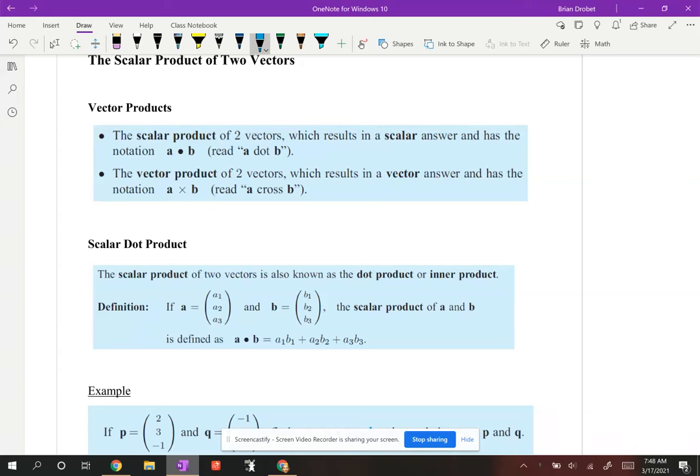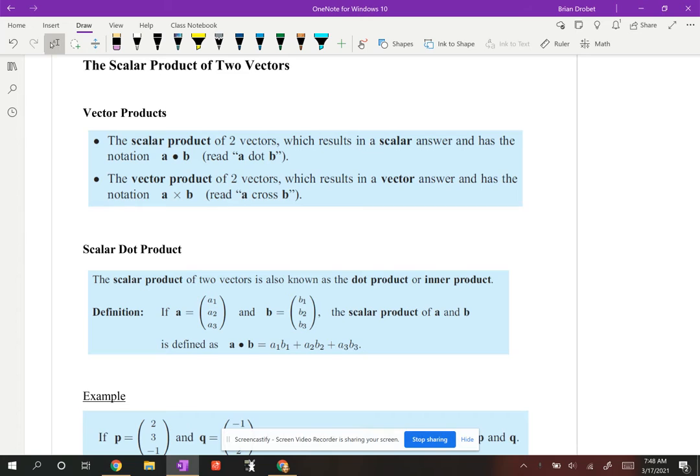All right, we're talking today about scalar products. There's actually two types of vector products. There's the scalar product of two vectors, which is the one we're going to talk about today. We generally represent that with a dot, and it's referred to as A dot B. And then there's the vector product of two vectors.